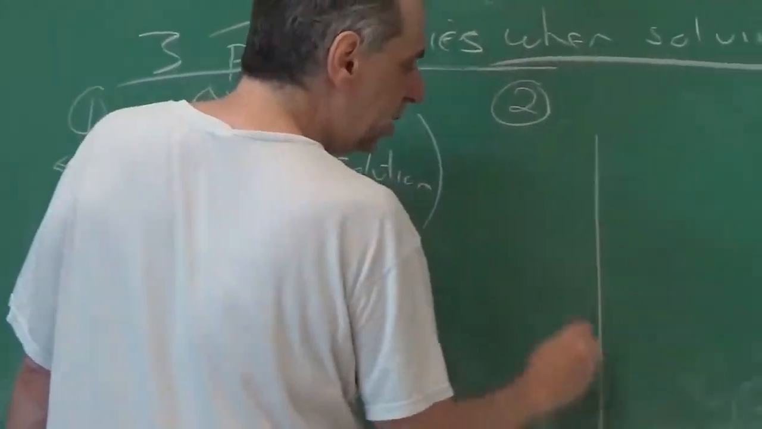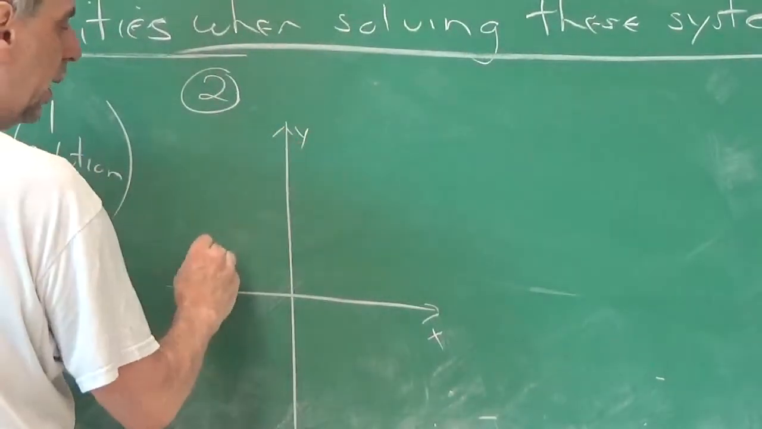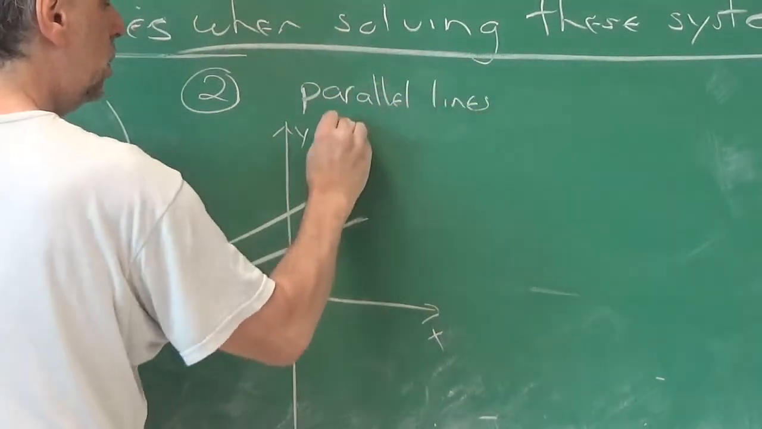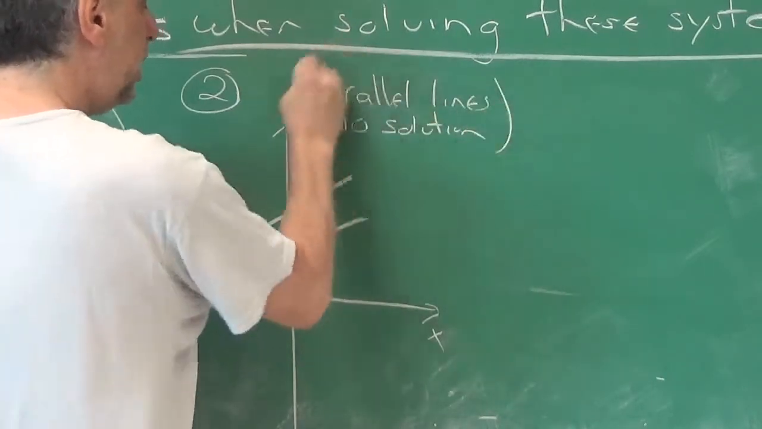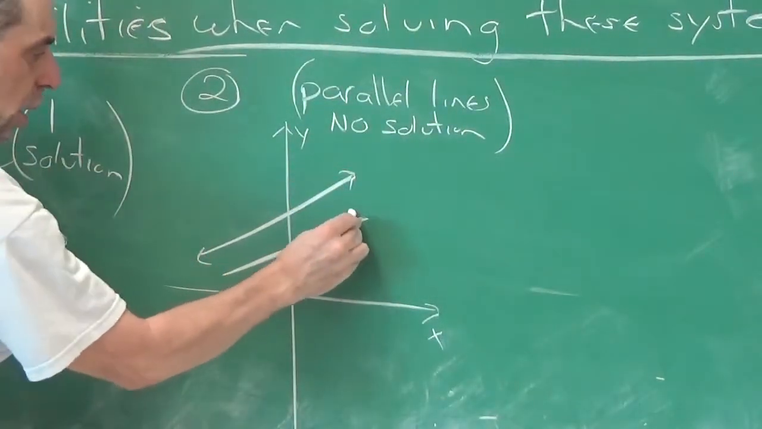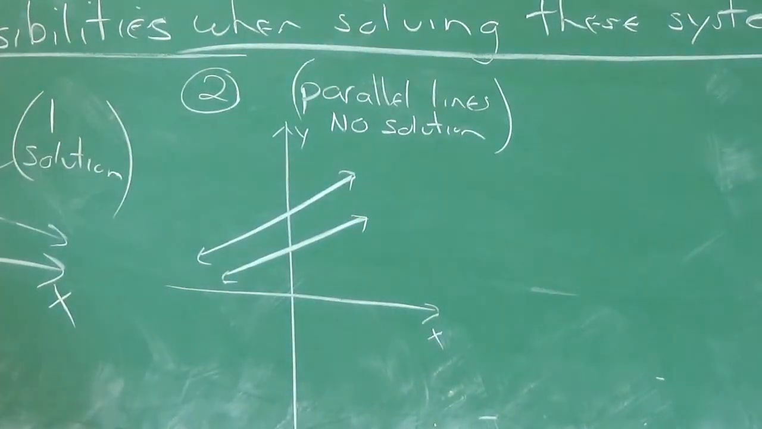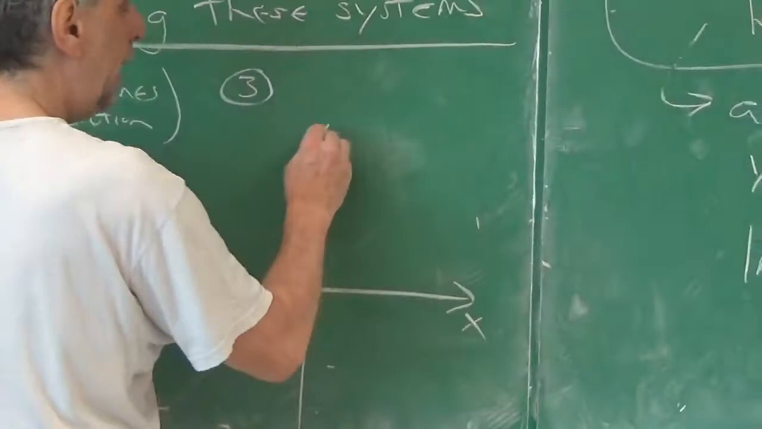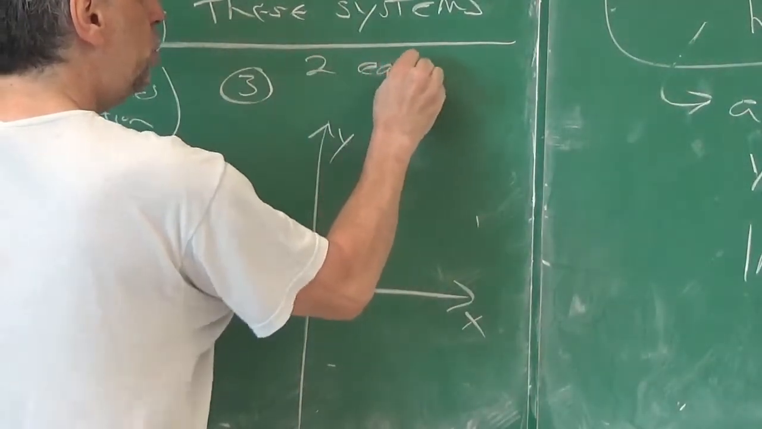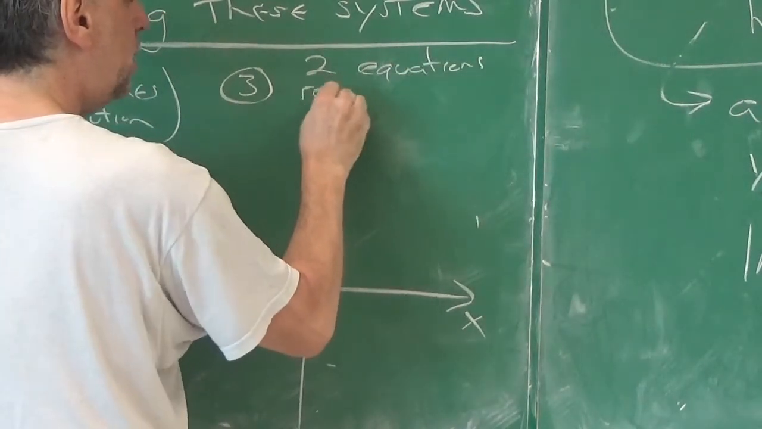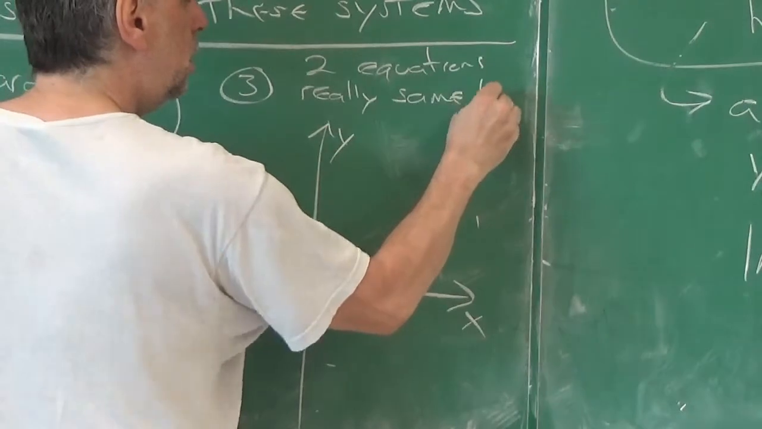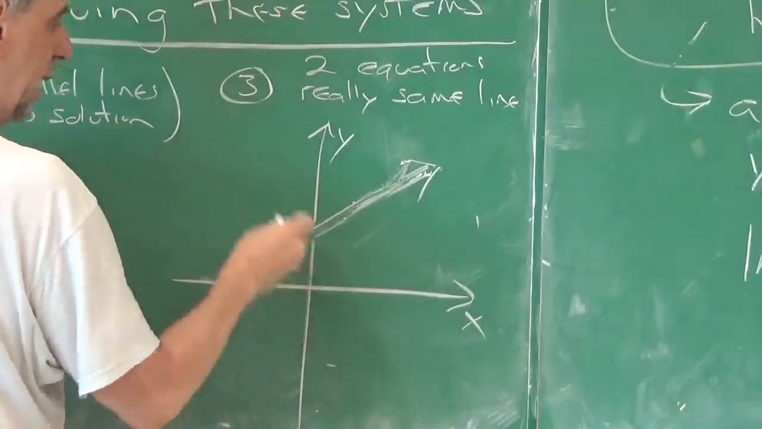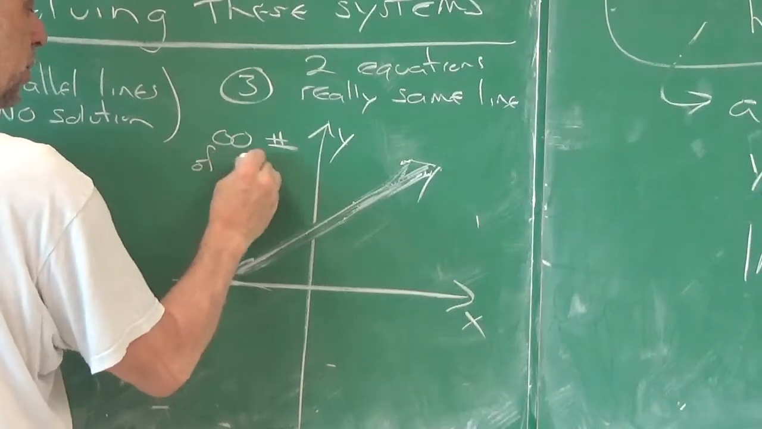Sometimes we won't be able to find a solution, and that's the case where the two lines are parallel. If we have parallel lines, there's no solution. When we look at the equation of this line and the equation of this line, there are no xy pairs that make both of them true. So that's a case where we have no solution. A third case is when both equations actually represent the same line. So really they're just overlapping, and we get an infinite number of solutions.